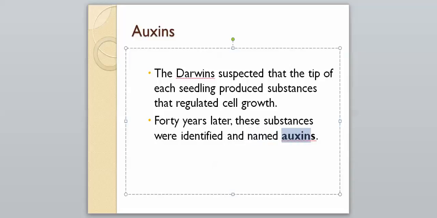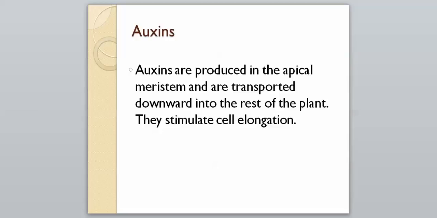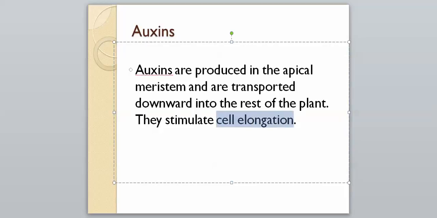Auxins are produced in the apical meristem, which again is just the tip where new growth occurs, and they're transported downward into the rest of the plant, and they stimulate cell elongation. That's just cells growing in length. That's an important function of auxins. They stimulate cell elongation. I would know that for the quiz. They stimulate cell elongation.